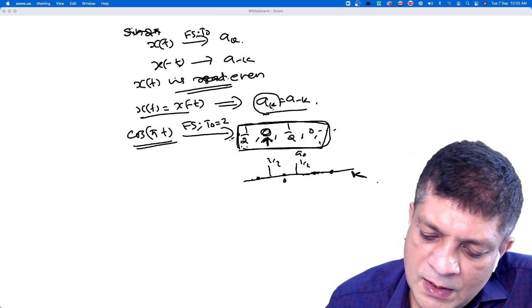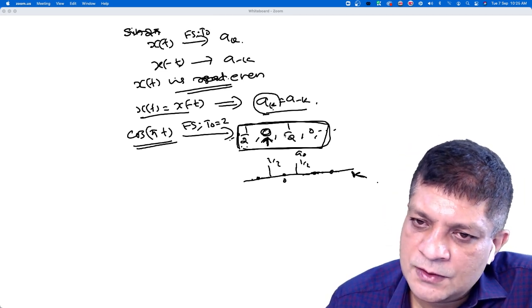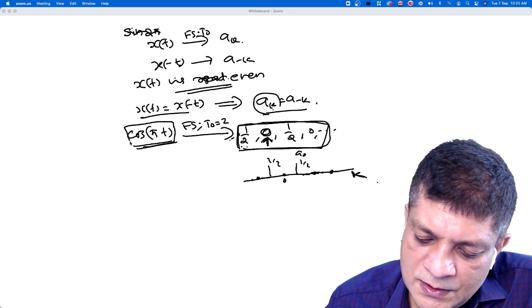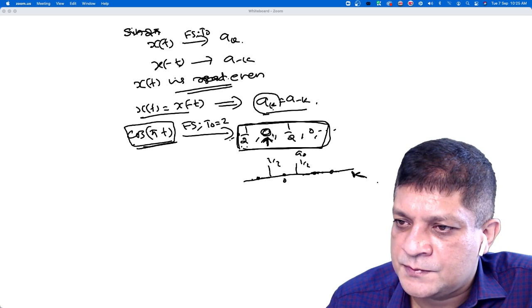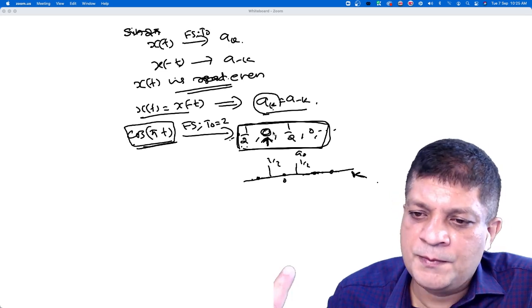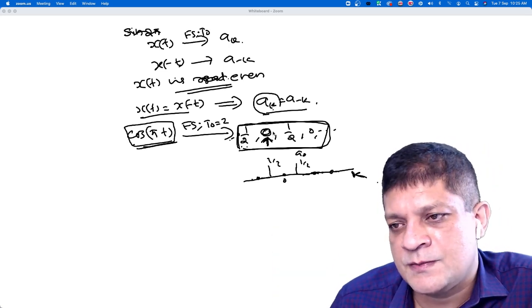Now what will happen if we flip this? This is an even function. Is it an even sequence? If we flip about the y-axis, you will get the same sequence, isn't it?